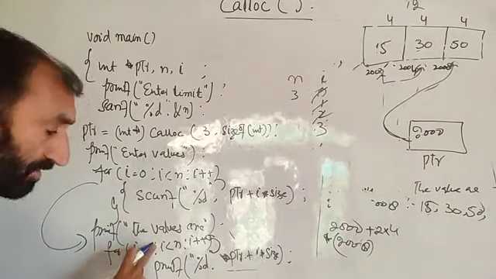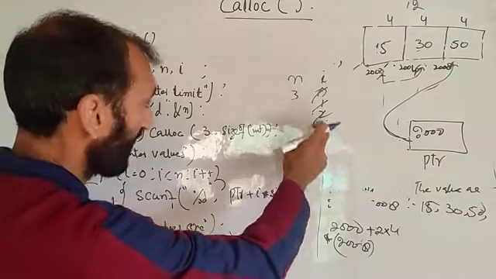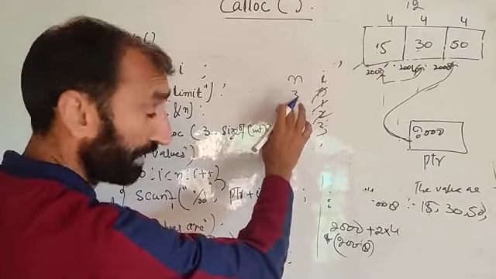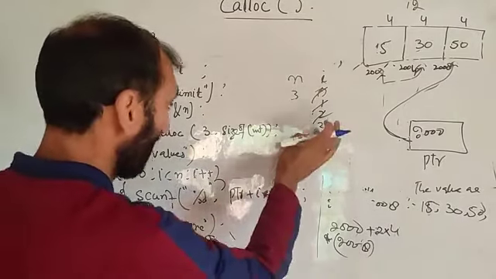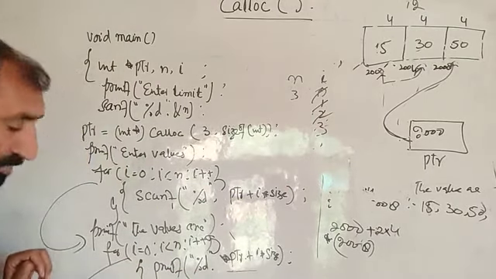3 is less than 3? The condition is false, because 3 is not less than 3. i is not less than n, because 3 equal to 3, not less than. So this condition will be false, so control will go outside the body of the loop.